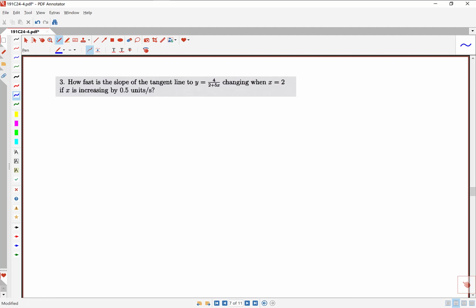Here's our third problem. How fast is the slope of the tangent line to this curve changing when x equals 2 if x is increasing by 0.5 units per second? Okay, let's see if we can pull all the information out of the problem. So when we say slope of the tangent line, we can call that m tan, but more naturally, we usually call it y prime or dy by dx, either y prime or dy by dx, but I would say y prime is the simplest notation for that.